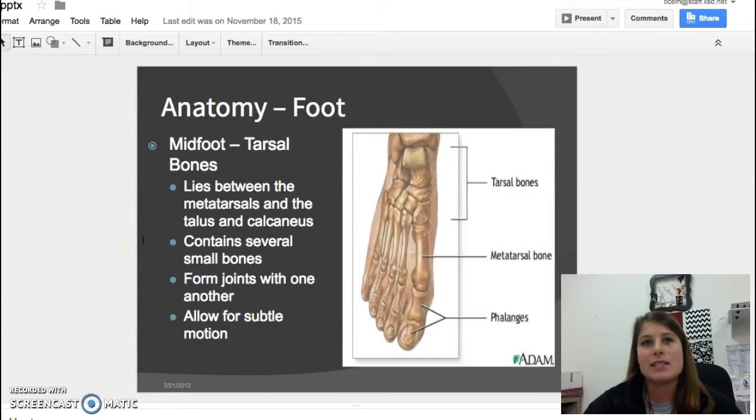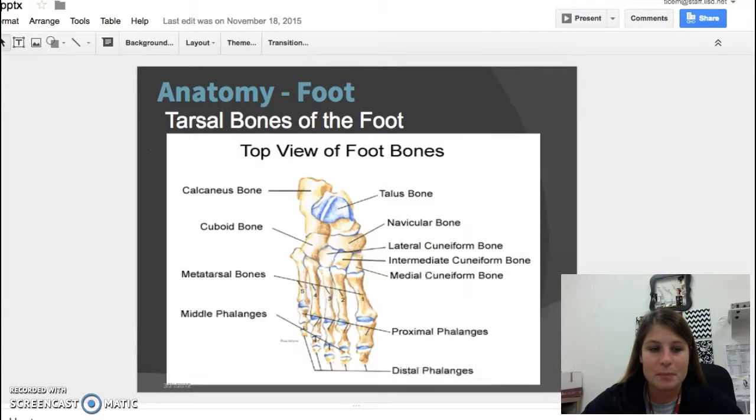There are several different bones here, and unfortunately, most of them have separate names, so it's not quite as easy as the phalanges or the metatarsals. But the bones in the tarsal area help us to provide that plantar flexion and dorsiflexion, as well as that inversion and eversion. This is kind of where all those movements come from. So here is a picture of our tarsal bones. We've already covered everything from here down.